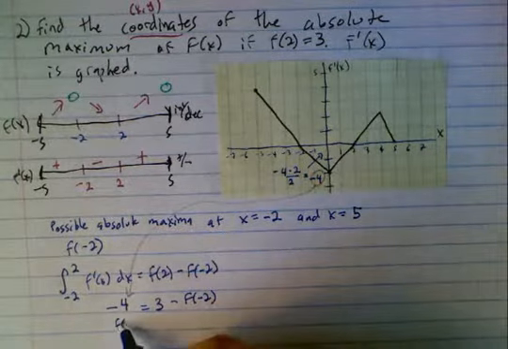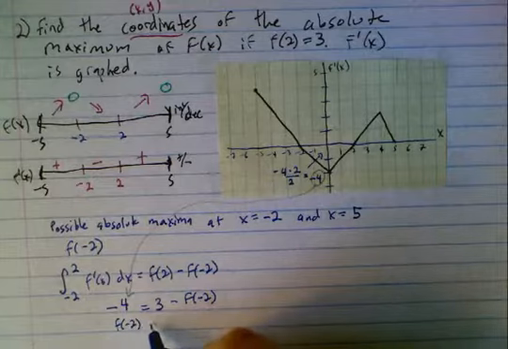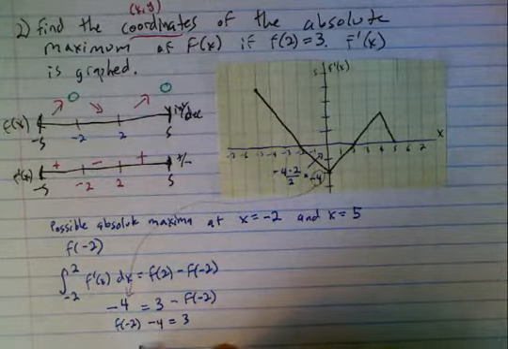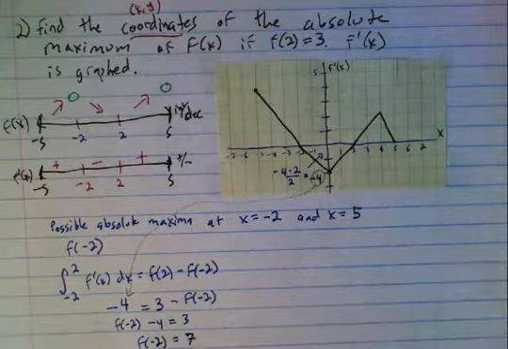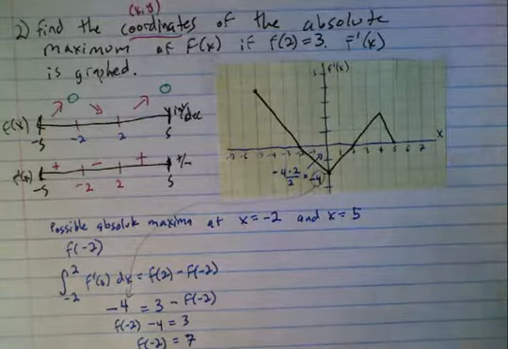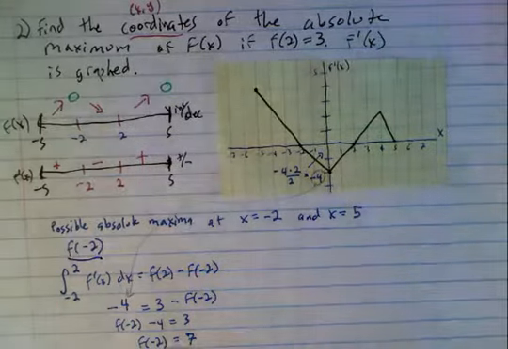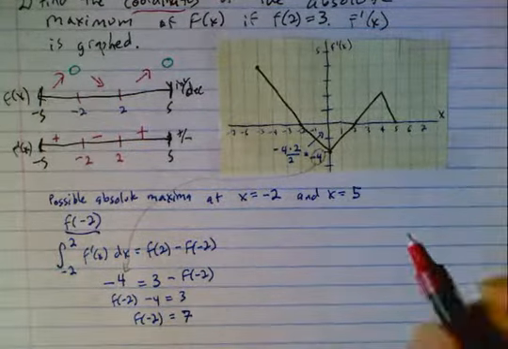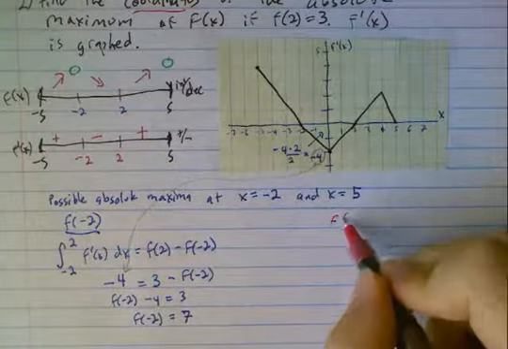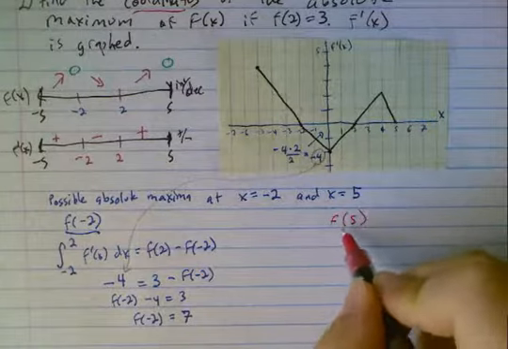So add f of negative 2 to both sides. Add 4 to both sides. F of negative 2 is 7. Now let's look at, so that was for f of negative 2. Now let's look at for f of 5.